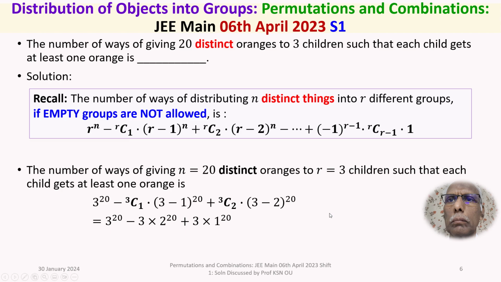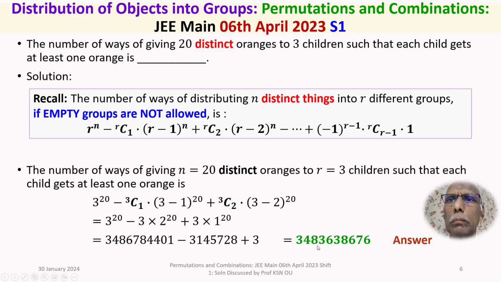When you simplify, you will get these big numbers. When you add, you will get this big number, 3,483,638,676. That is your answer according to the question when you have these distinct oranges. So that's the question, that is the answer, and that's the detailed discussion of that question.